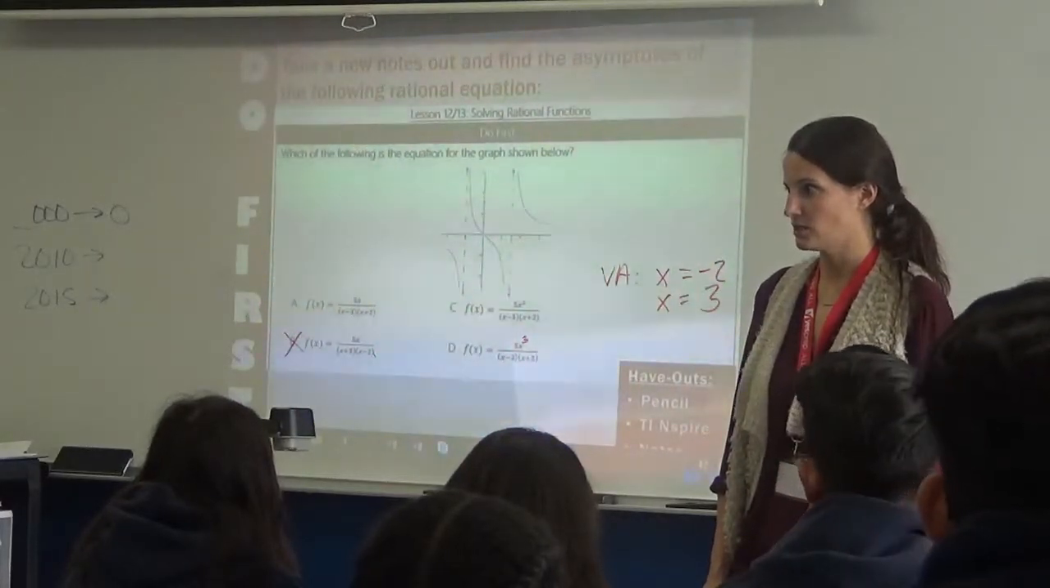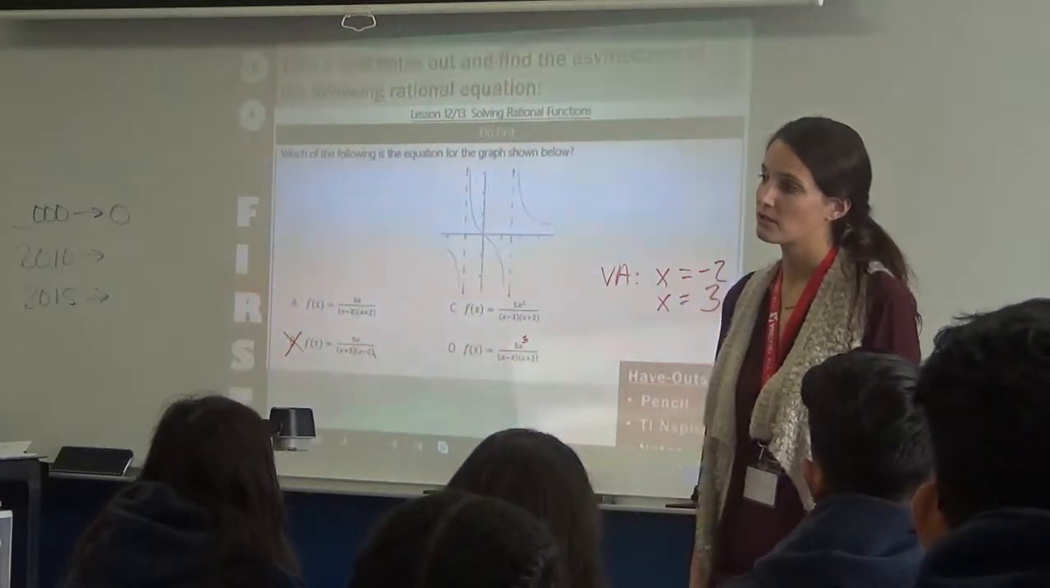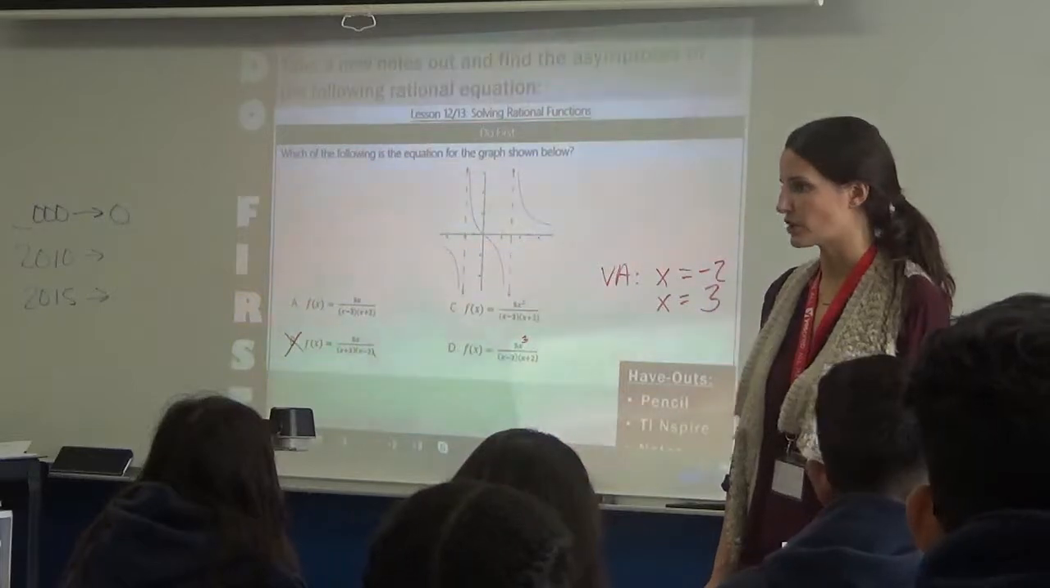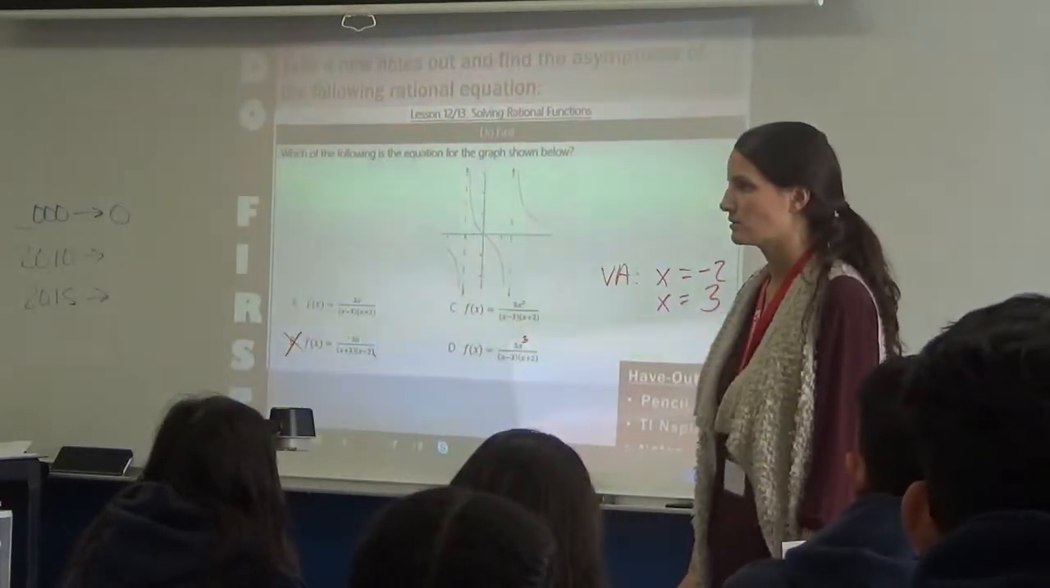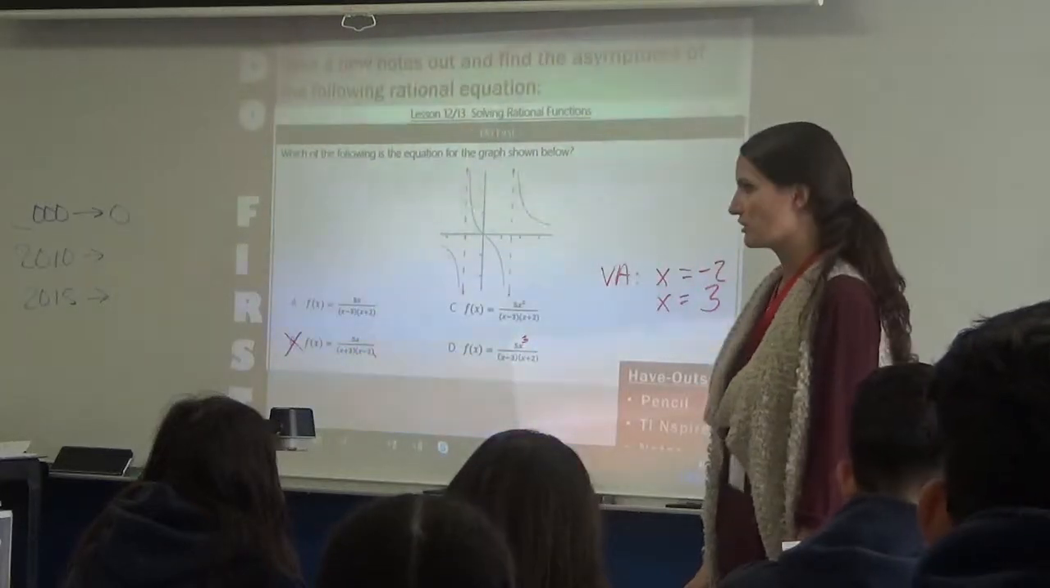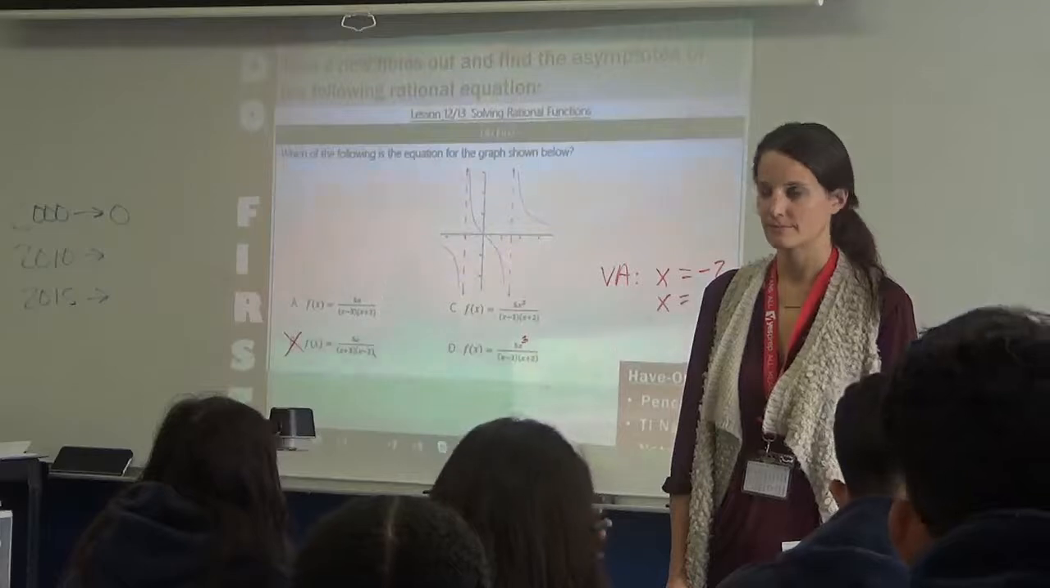Iham, did you have an idea? The answer has to be bigger on top. Okay, let's talk about that. So which one did you say? Okay, because you don't see any horizontal asymptotes? Okay, that's good. Any other thoughts?